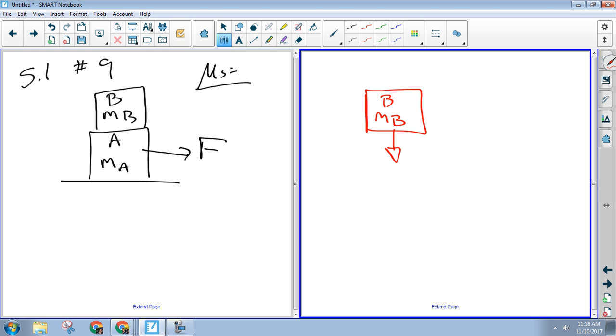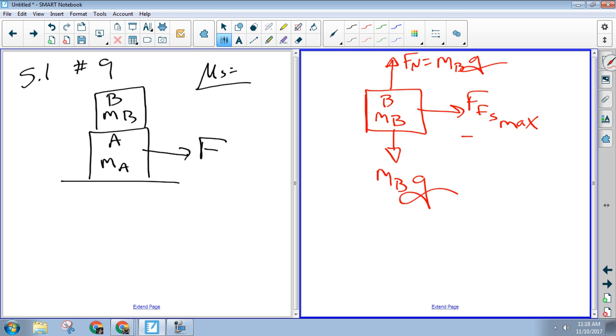So there's going to be a force of gravity, which is mass of B times g. There's going to be a normal force provided by the block that it's sitting on, which is mass of block B times g. And so the idea is we don't want it to slip, right? So there's got to be a static friction force pulling it forward, all right? And that force can be anything up to the max, right? So that force of static friction is the coefficient of static friction times our normal force. Okay, so that static friction is responsible for making it accelerate.